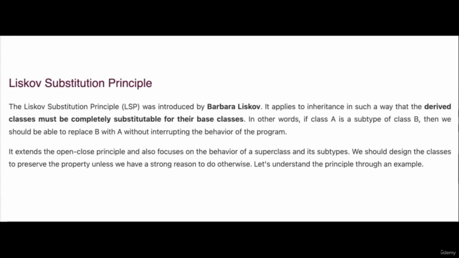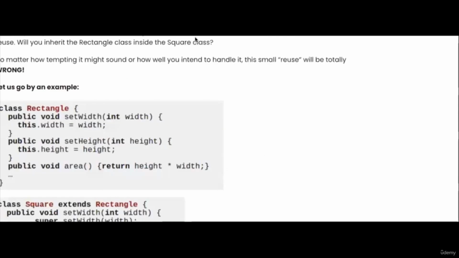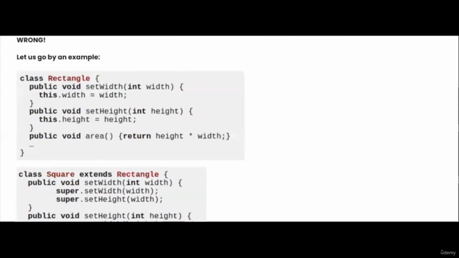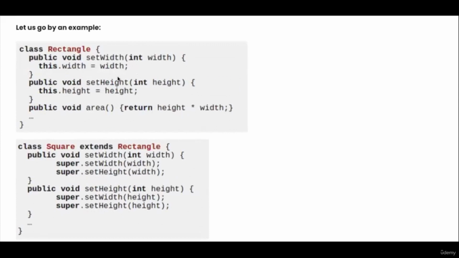Okay, now let's see an example. A classical example for this is the following. We have a rectangle class, right? In the rectangle class, we have a method called setWidth, which we use to set the width of a rectangle, and a method setHeight, which we use to set the height of a rectangle. Then there is the area method, which simply multiplies these two and returns the area. Till here this seems fine. This is our superclass, rectangle.